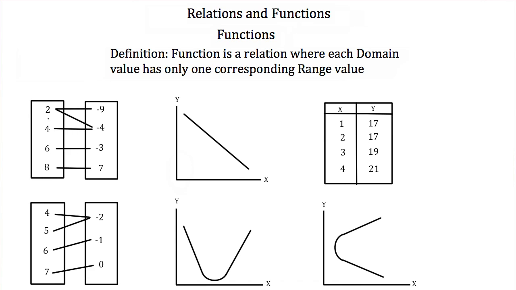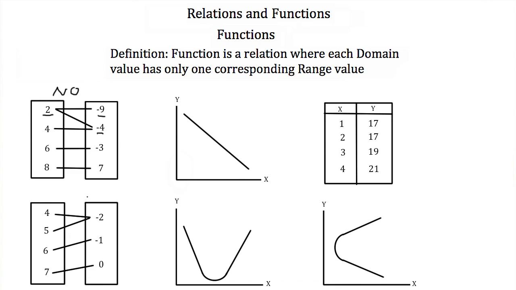Our first one, 2 corresponds to -9 and -4, where 4 corresponds to -4, 6 corresponds to -3, and 8 goes with 7. This one is not a function because 2, our domain point, has 2 range values associated with it, which would make it not a function.